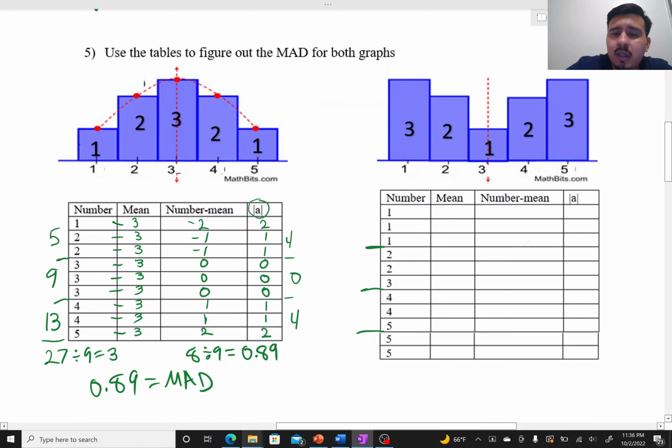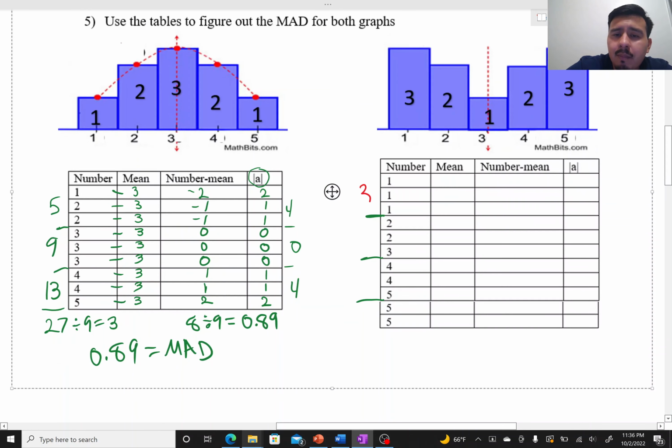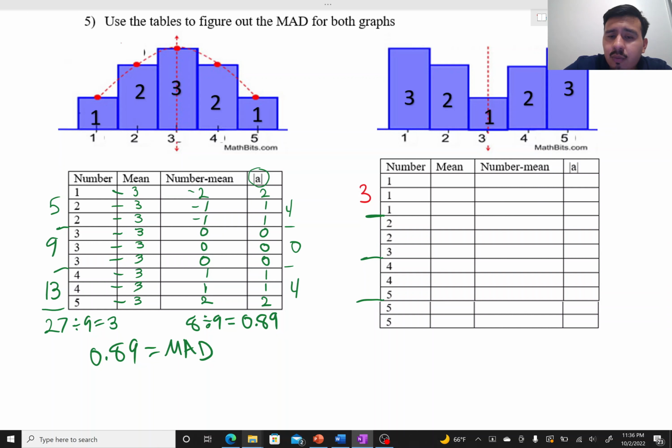So 1 plus 1 plus 1 is equal to 3. 2 plus 2, that is 4. Plus 3, that is 7. 4 plus 4, that's 8. Plus 5, that is 13. Next up, 5 plus 5, that is 10. All right, so 3 plus 7, that is 10. Plus 13, that is 23. Plus 10, that is 33.